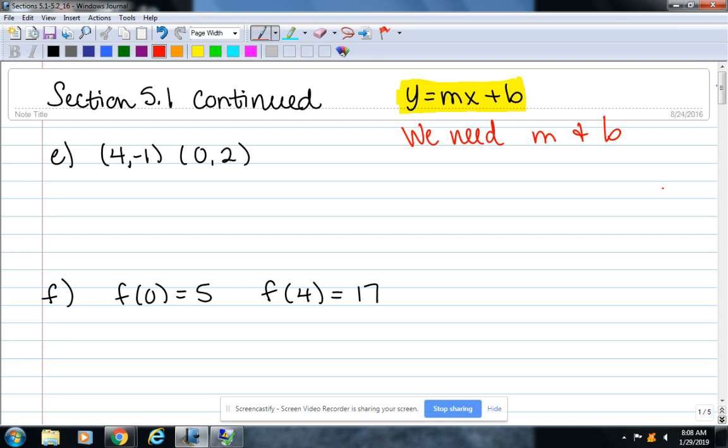Now, did they give me the slope? They didn't give it to me. They gave me 2 points. Right? I can find it, but they didn't give it to me. Did they give me the y-intercept? Yes. How did they give me the y-intercept?